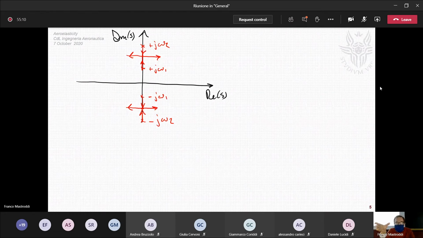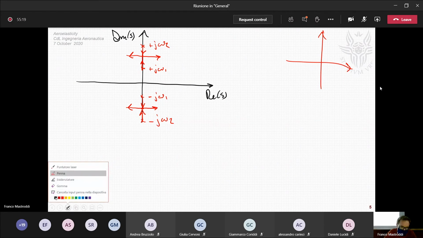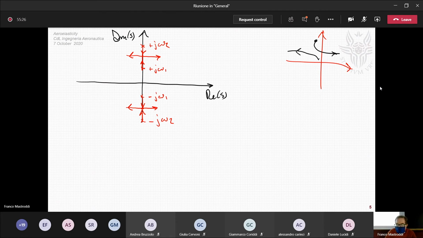This is not standard. This is standard in real life. And this is the crossing. But this is not standard: coalescence and then crossing. But we have encountered this kind of instability for this special case.